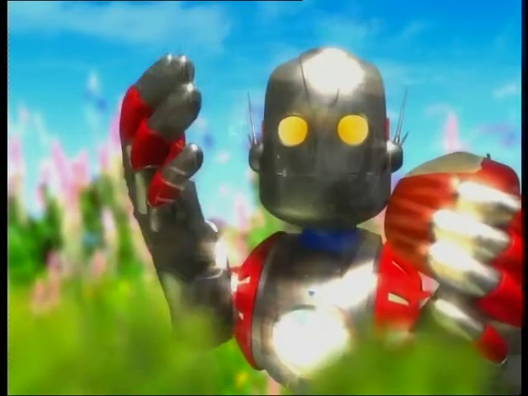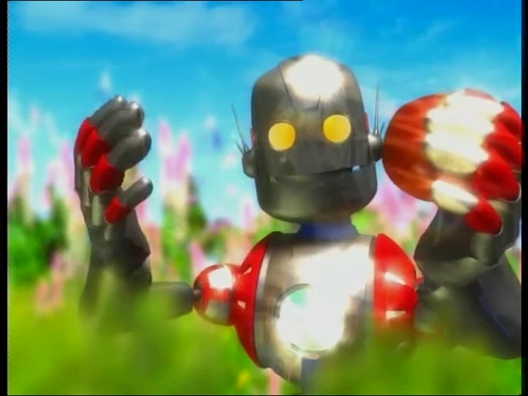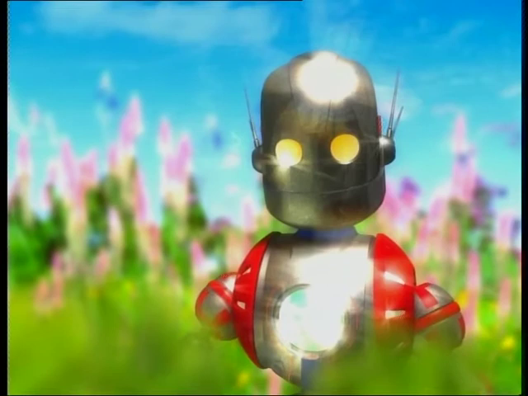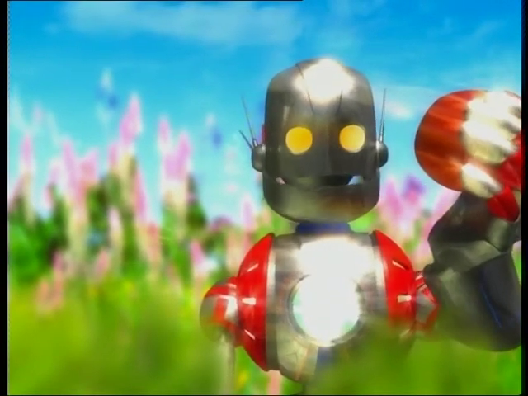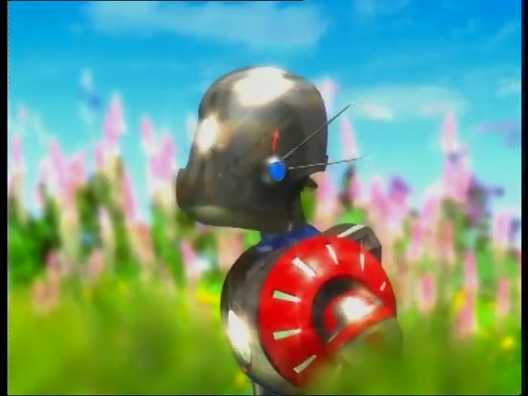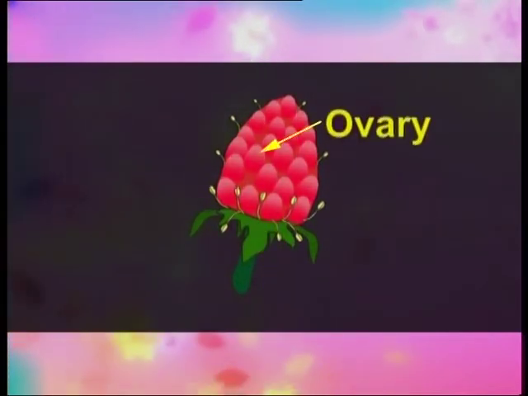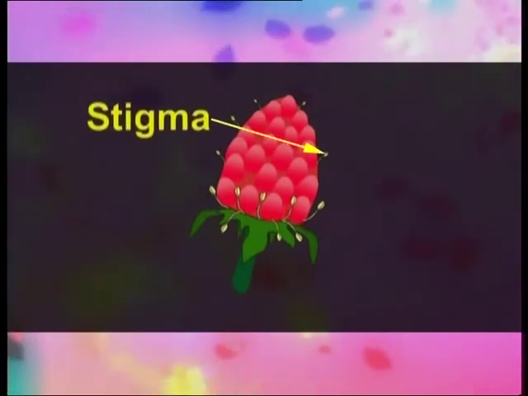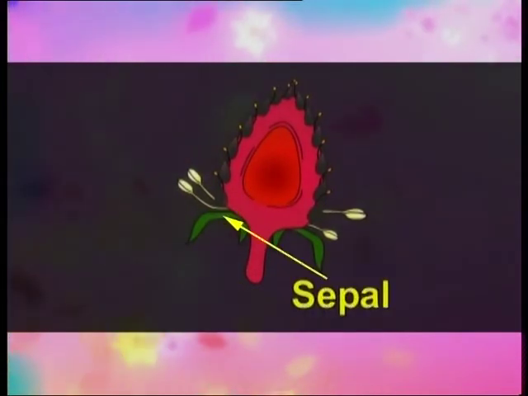The other parts of the flower, like the sepals, the petals, the stamen, the stigma, and the style, will wither and fall off. Come, let me show you some examples of what happens to flowers after fertilization. Look at this strawberry plant. Here, you can see that the ovary has become fleshy and juicy and good, delicious, wonderful to eat.